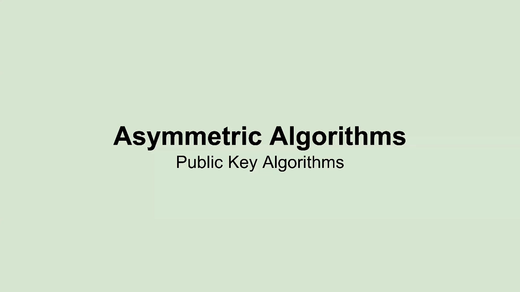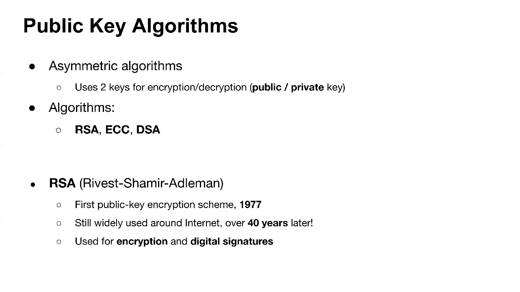So now we'll move to asymmetric algorithms. These are public key algorithms. They use 2 keys for encryption and decryption, a public and private key pair. Examples of these are things like RSA, ECC, or DSA. RSA, standing for Rivest-Shamir-Adleman, was the first public key encryption scheme, which came out in 1977.